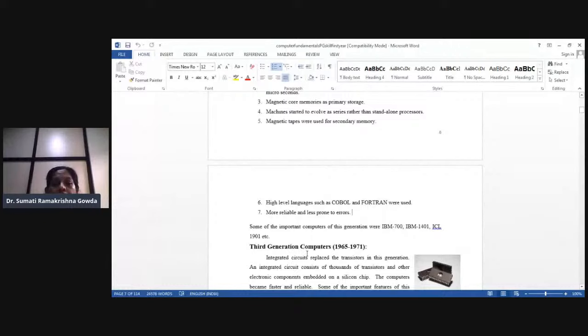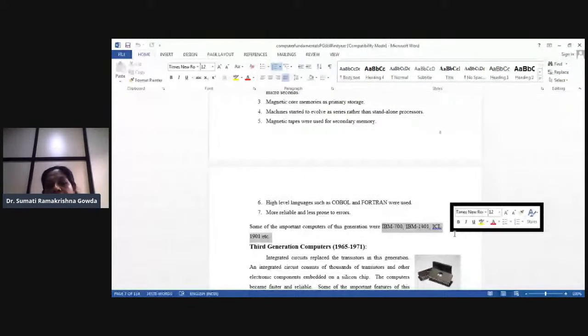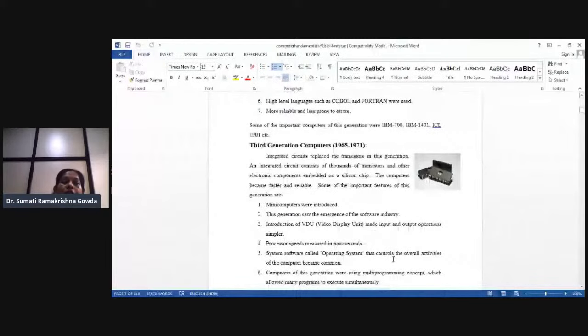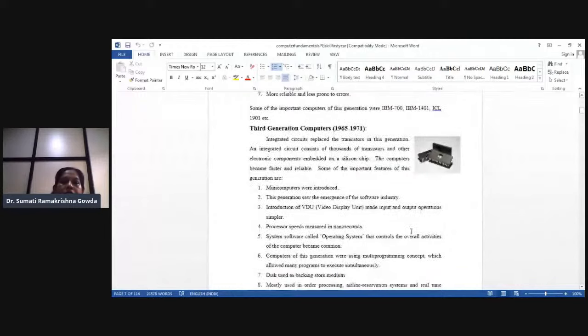Some of the important computers of this generation are IBM 700, IBM 1401, ICL 1901, etc. These are all the second generation computers. Now we will move to the third generation of computers. The third generation started from 1965 to 1971. You can see this diagram. This is the integrated circuit.